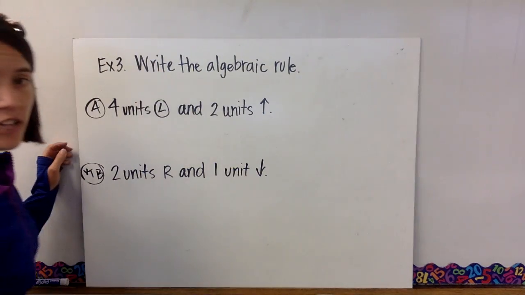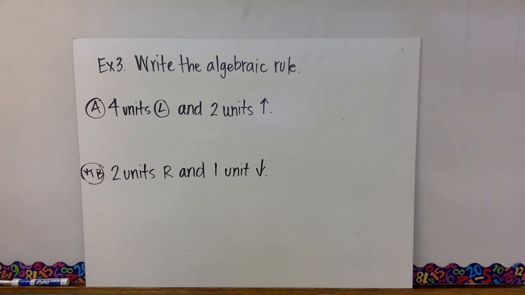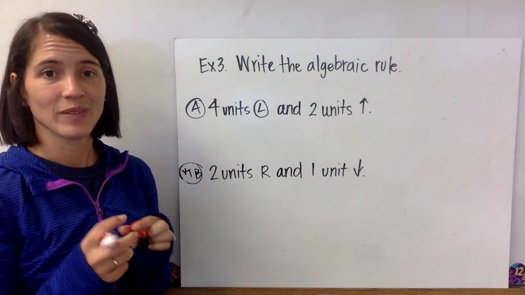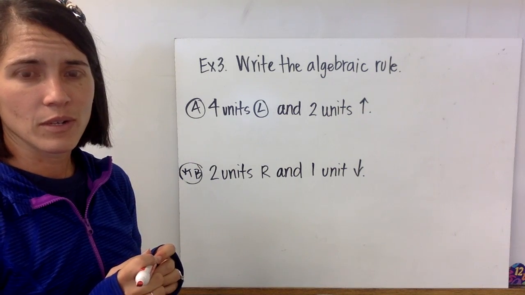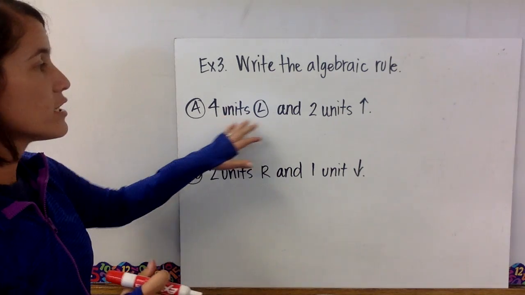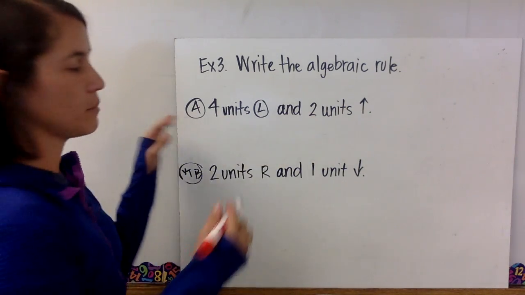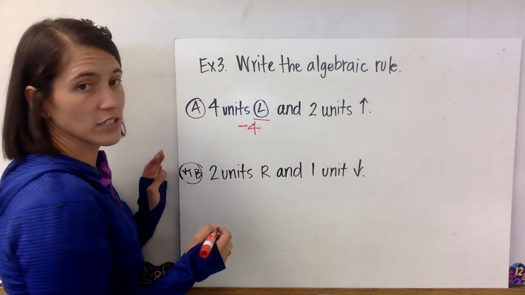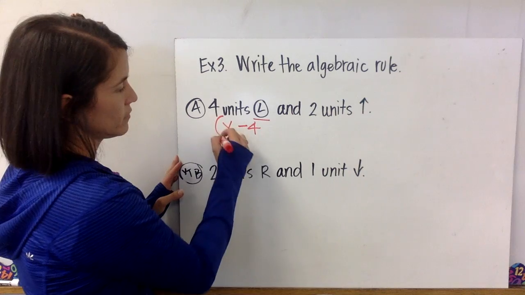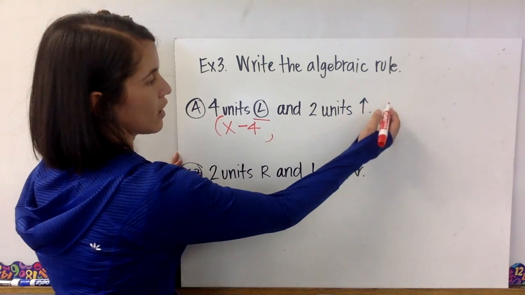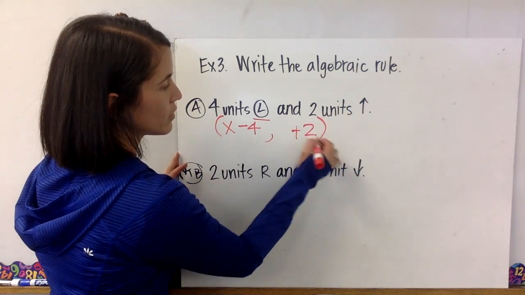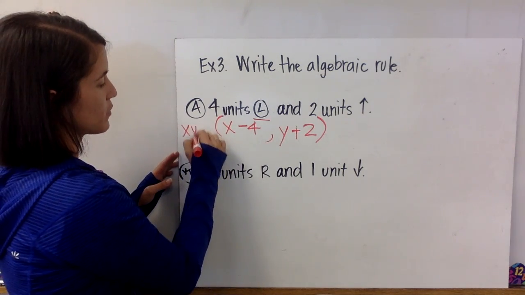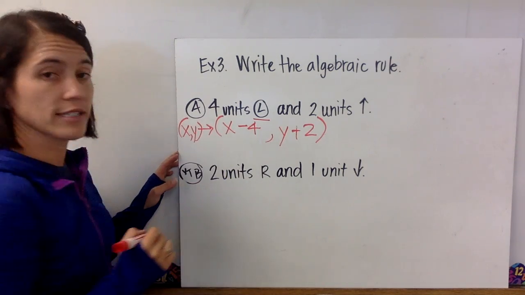All right, example 3. Pause it, copy this down, example 3. Write the algebraic rule. So, 4 units to the left and 2 units up. 4 left, because it's left, you're going smaller, so that would be minus 4. And 2 units up would be plus 2, because you're moving up. So that's all it means. That's the algebraic expression for translation.